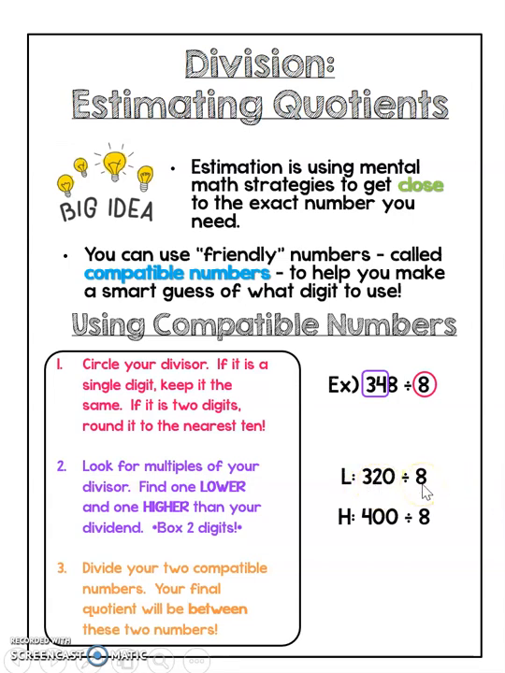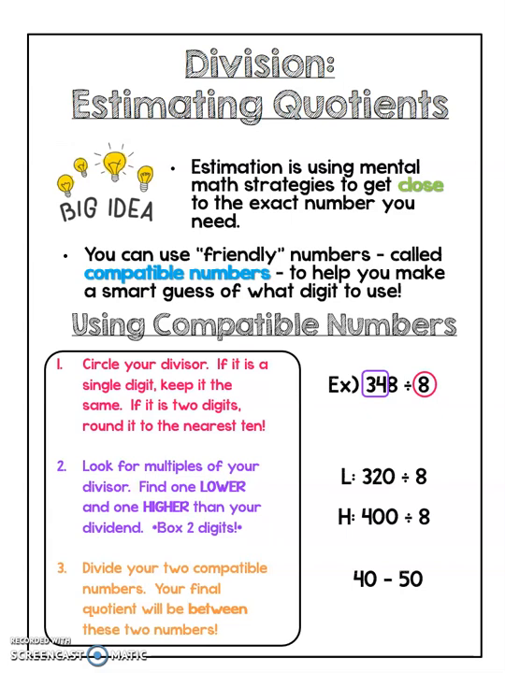32 divided by 8 is 4, which means 320 divided by 8 is going to be 40. I'm just a group of 10 bigger than that. And 40 divided by 8 is 5, so that means 400 divided by 8 will be 50, which means my final answer is going to be between 40 and 50.